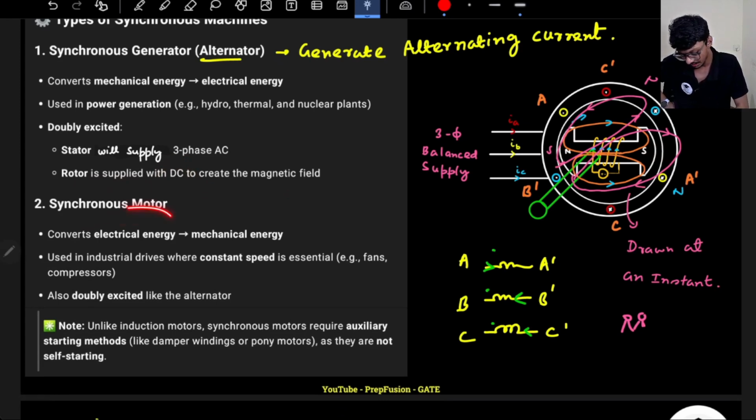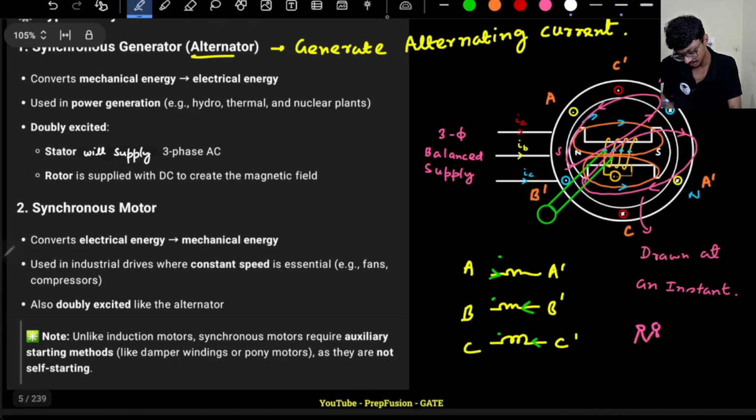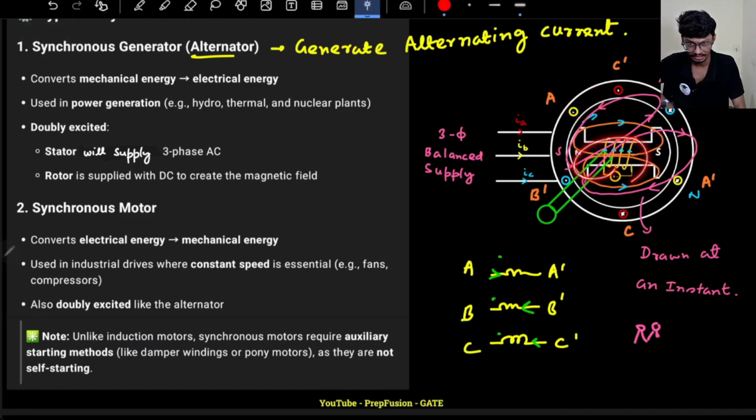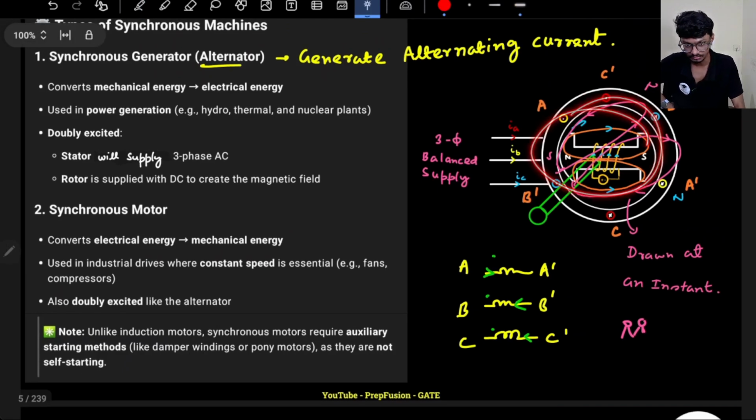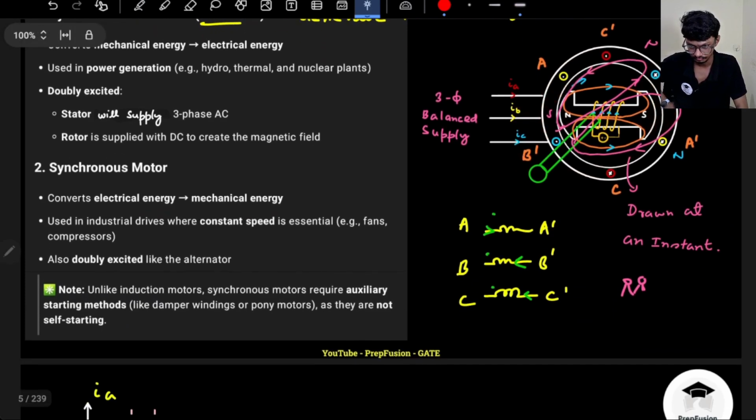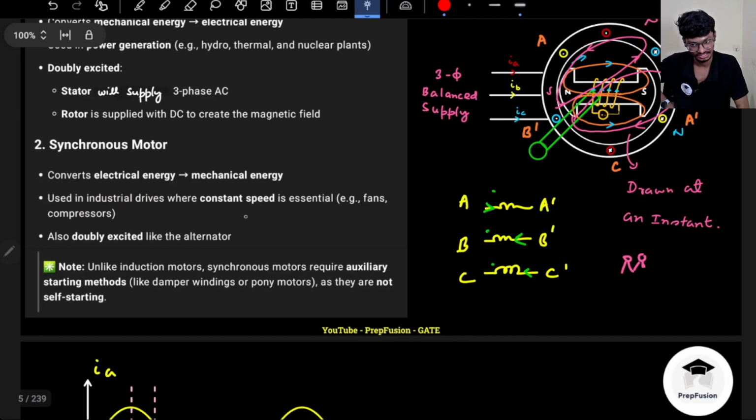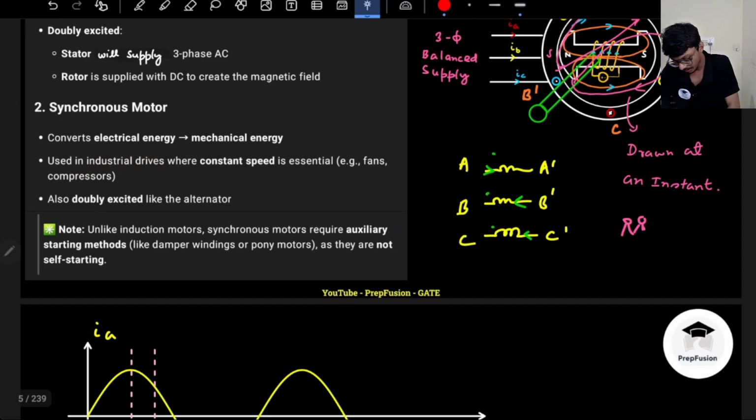In the motor, we convert this electrical energy into mechanical energy by doing what? The stator is supplied with three-phase AC, and the rotor is also supplied with DC, and due to synchronism, due to this alignment torque, the rotor will rotate at synchronous speed. So it is used in industrial drives where constant speed is essential. Also, it is doubly excited. I hope you have understood, but remember, in a synchronous machine we will require an auxiliary starting method.